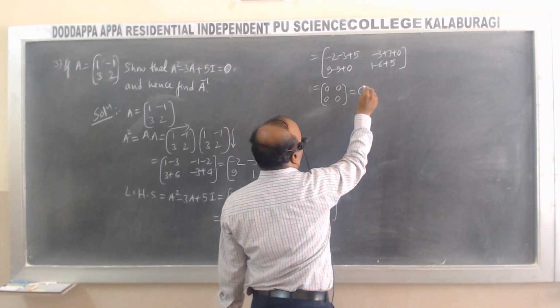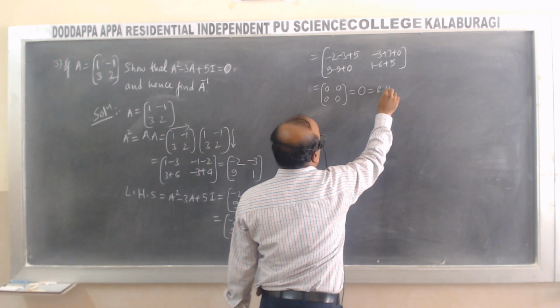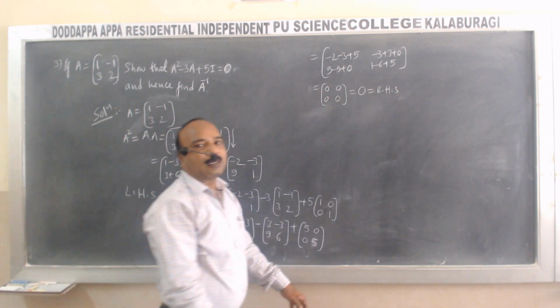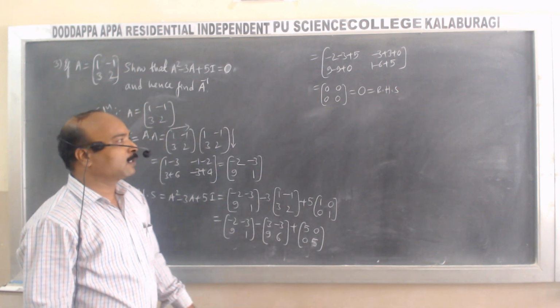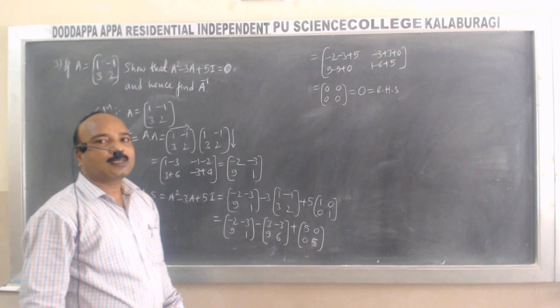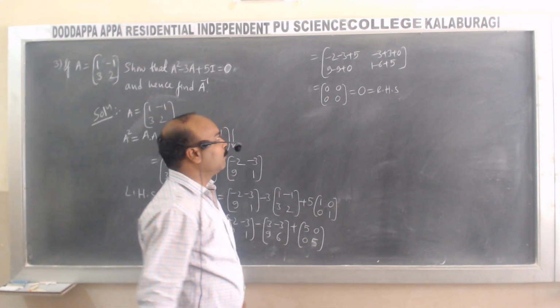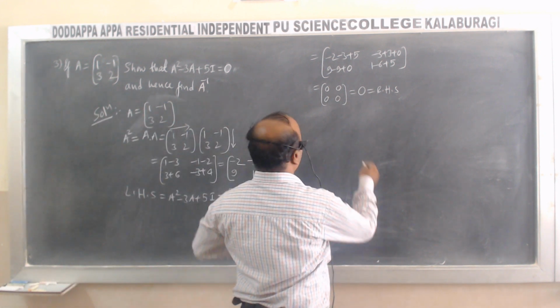It is equal to O. It is equal to RHS. Now the first result is verified. Next we go for the inverse of this matrix by using this equation only.